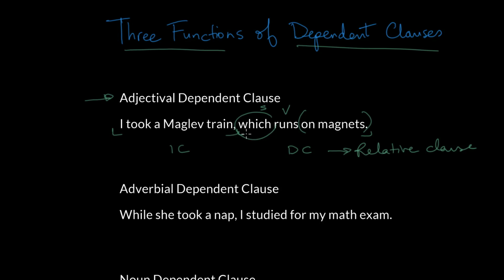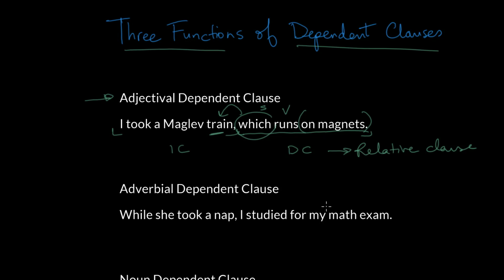Now, all of this last part, which runs on magnets, is modifying train. Okay, so if we ask what kind of train, then we answer, the kind which runs on magnets. And then you can see that the dependent clause is acting like an adjective would.